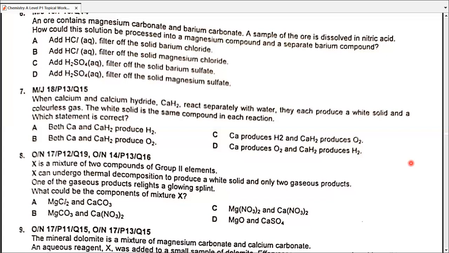I feel like C is correct. And you're right. Let's move on to 7.